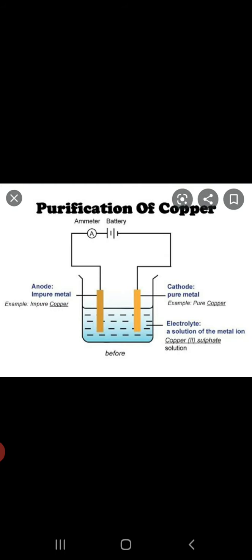The other examples of the metals which are purified by electrorefining are silver, gold, and zinc. They are also refined by the process of electrorefining. So this is the first application of electrolysis. The second application where electrolysis is used is extraction of metals from their ores.